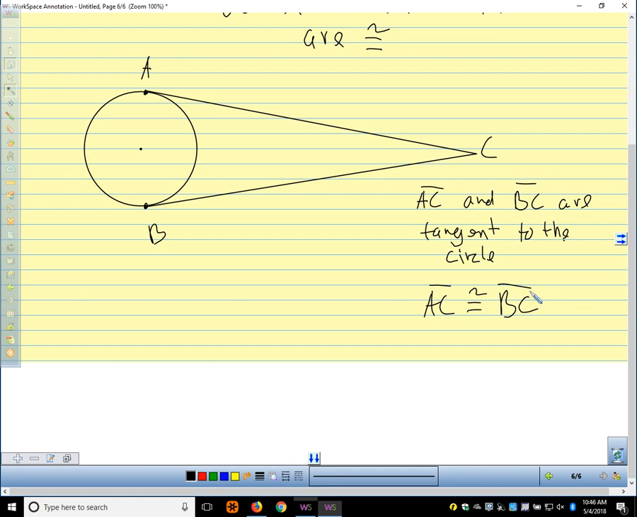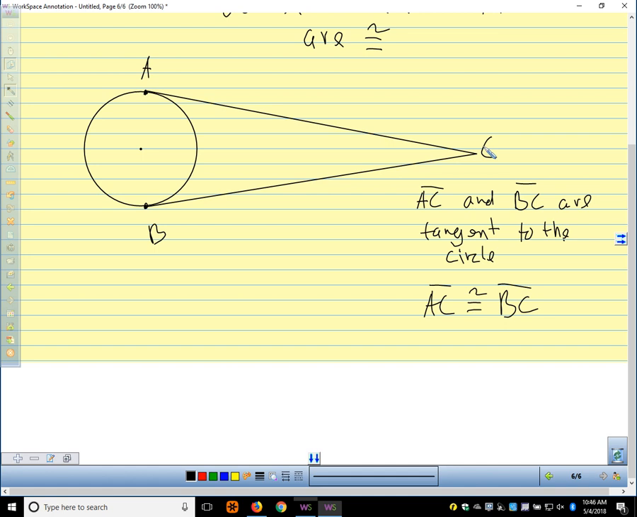And the way we prove this theorem is we draw in a couple of radii and draw in the segment from the center of the circle to point C, and we would show that those two triangles were congruent. And then we'd use CPCTC to say that those two tangent segments were congruent. So we're turning the problem that has to do with circles into a problem that has to do with triangles, if we were to go on to prove this.